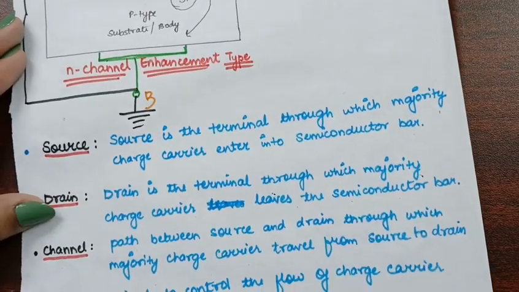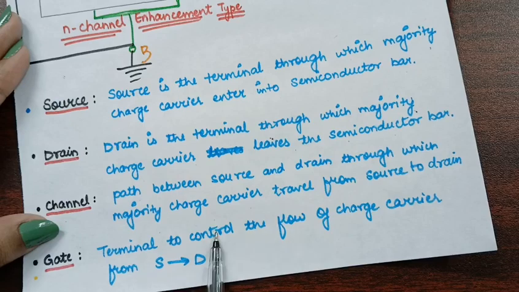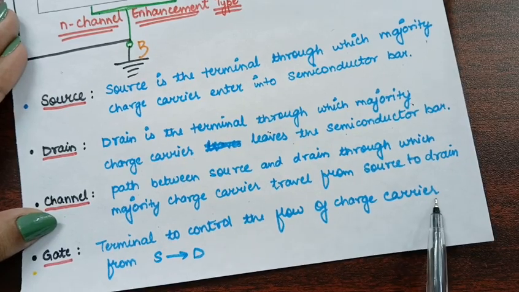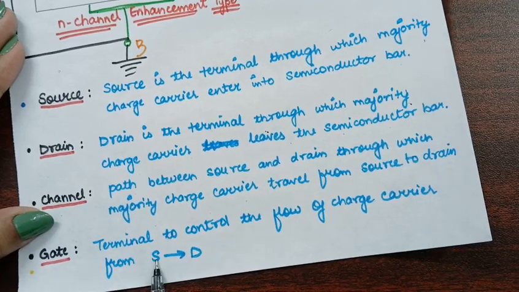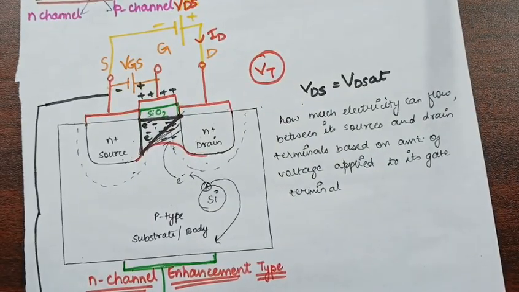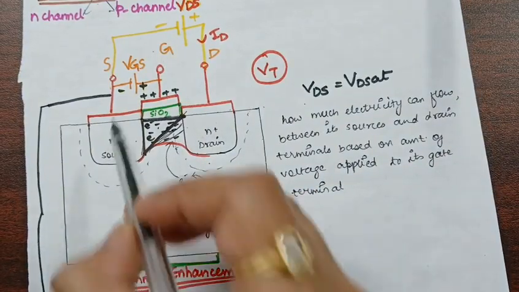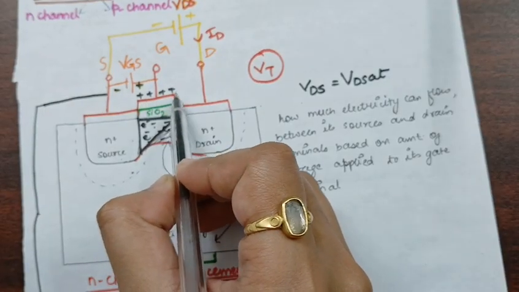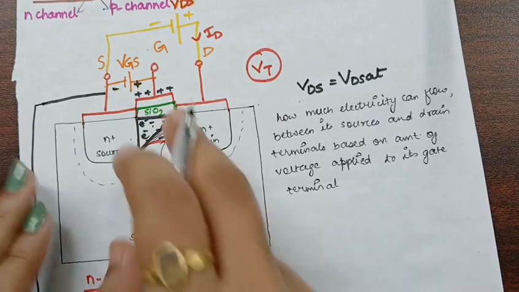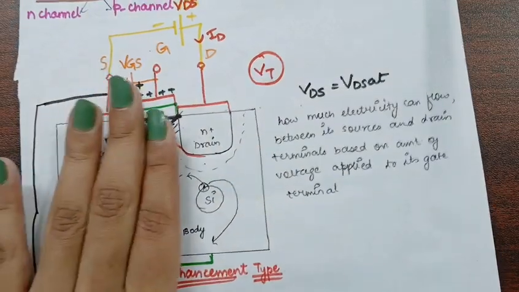Okay. The gate. Now what is the gate? Gate is a terminal to control the flow of carriers from source to drain. To control the flow of carriers from source to drain, there is a gate terminal attached. Because by applying this potential, that will form a channel, and hence there will be flow of current, and hence this MOSFET will work.